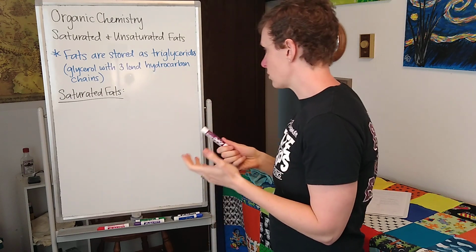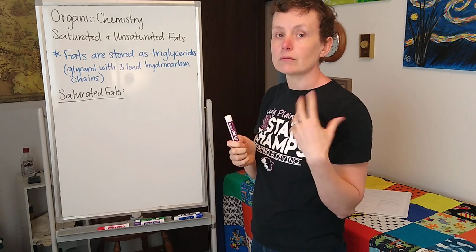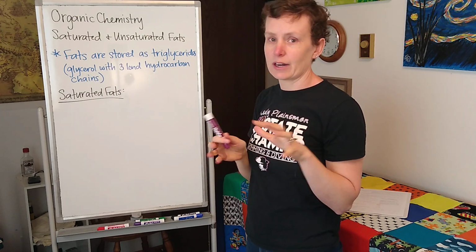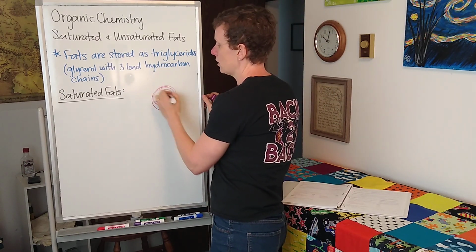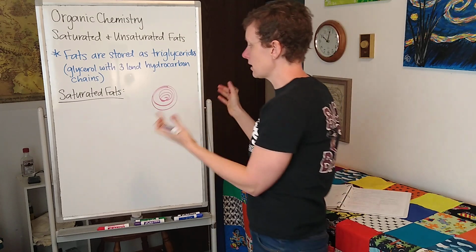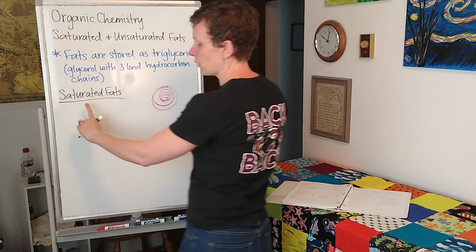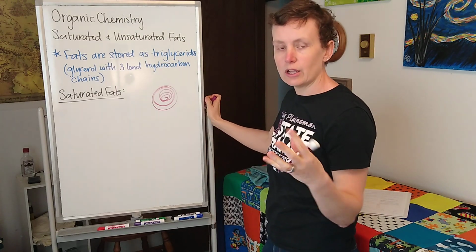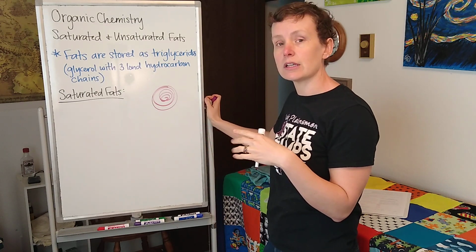So we'll go into saturated fats. Now what I want to do first is draw a picture of a saturated fat. It's a kind of cartoony little picture. This is going to be the polar glycerol head of the molecule, okay? And then it's got 3 long hydrocarbon chains. Now remember, saturated means full of hydrogen, which means it has all single bonds. So these hydrocarbon chains have all single bonds.